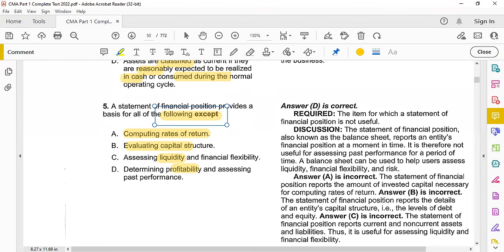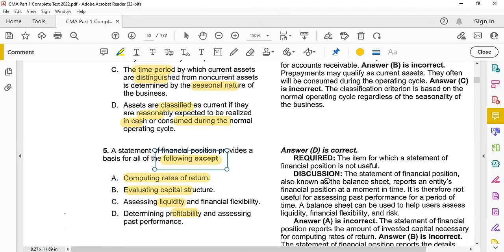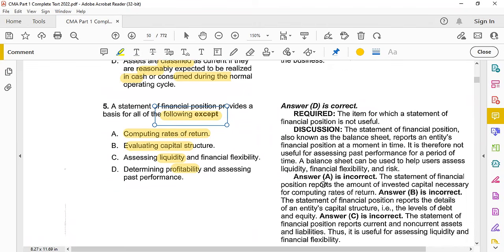Okay, and for the previous question, the answer is D also. Yeah, assets are classified, D. Okay. Thank you.